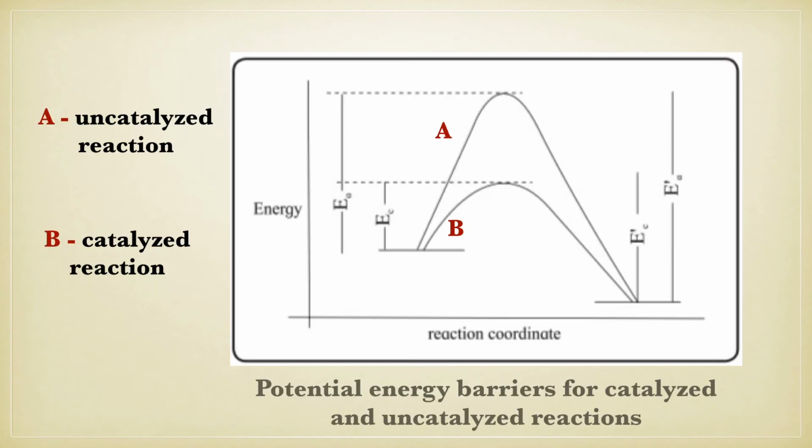Now we'll see a graph in which we can see the comparison of the potential energy barriers for the catalyzed and uncatalyzed reaction. Curve A refers to the uncatalyzed reaction and curve B refers to the catalyzed reaction. As you can see in the graph, what is the difference? The energy of activation for the catalyzed reaction is lesser as compared to the uncatalyzed reaction.